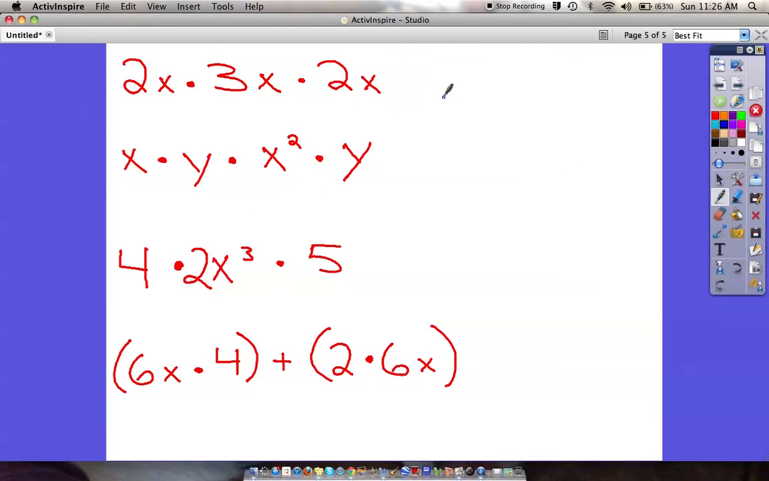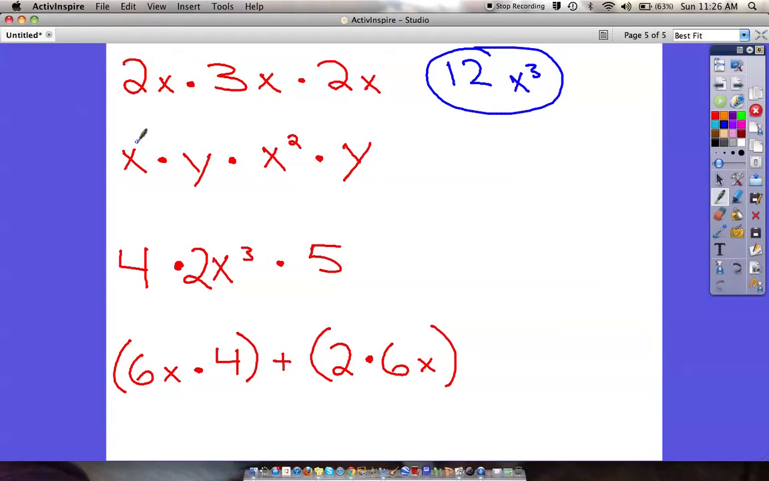We're multiplying here. 2 times 3 times 2. 2 times 3 is 6. 6 times 2 is 12. That's 12x, and x times x would be x to the third power would be my answer there. For this one, all would have 1s in front of them, so it's going to be 1. I can put the 1. I don't have to put the 1.